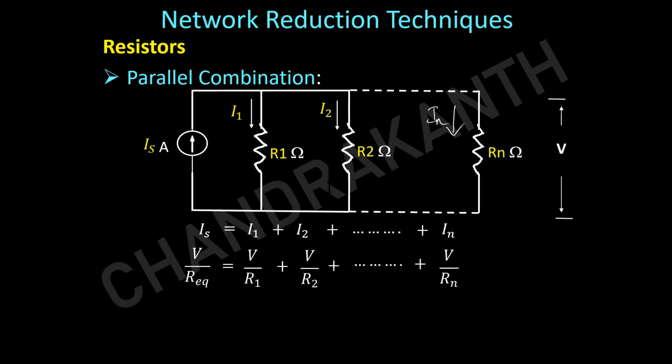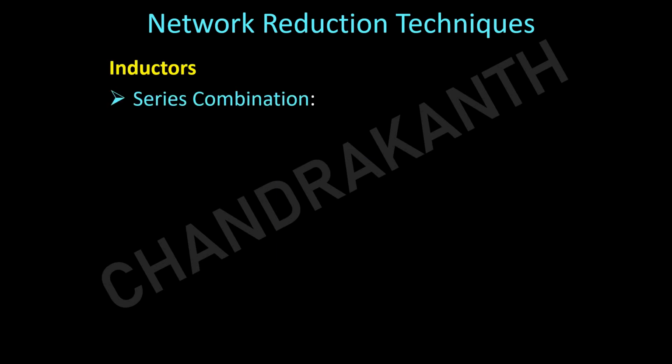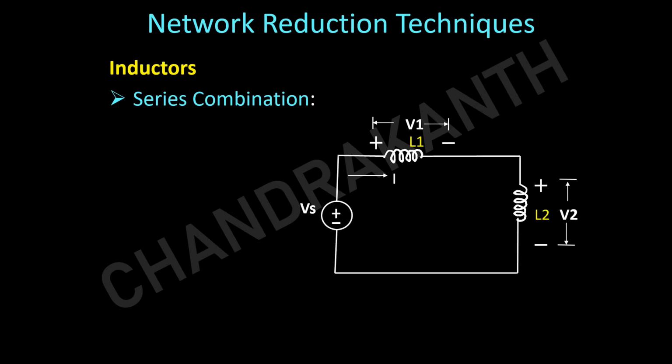Then if you represent it in terms of voltages and resistors, and simplify it, you will get 1 by R equivalent equal to 1 by R1 plus 1 by R2 plus and so on plus 1 by Rn. Now we will see the series combination of inductors. Now let us apply KVL to this circuit. V1 plus V2 minus Vs equal to 0, and Vs equal to V1 plus V2.